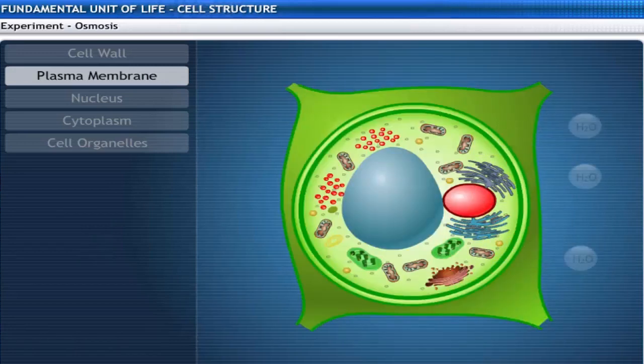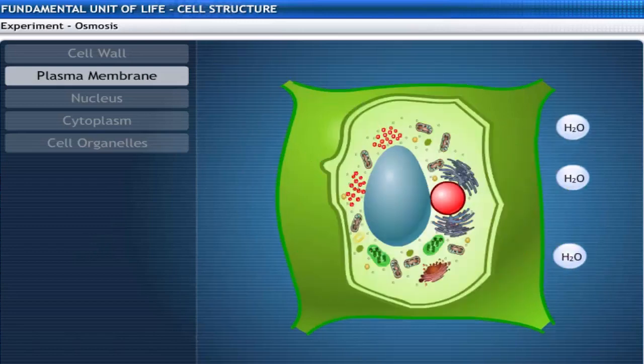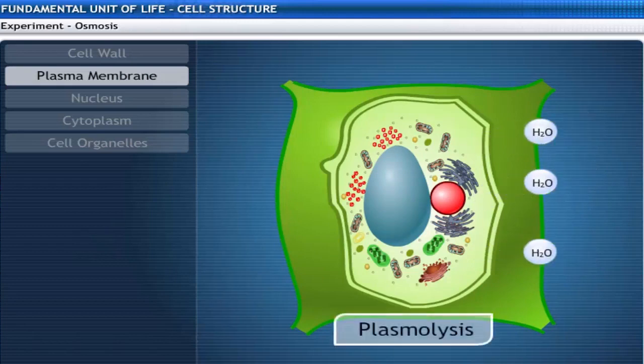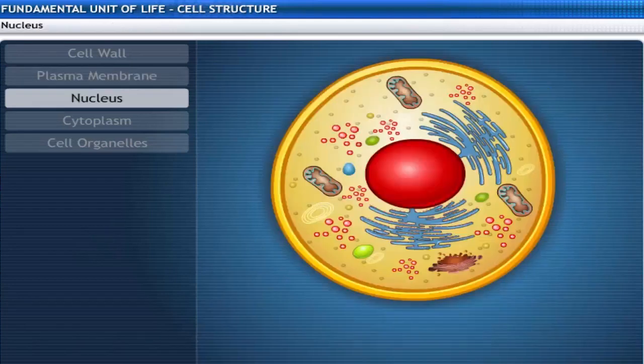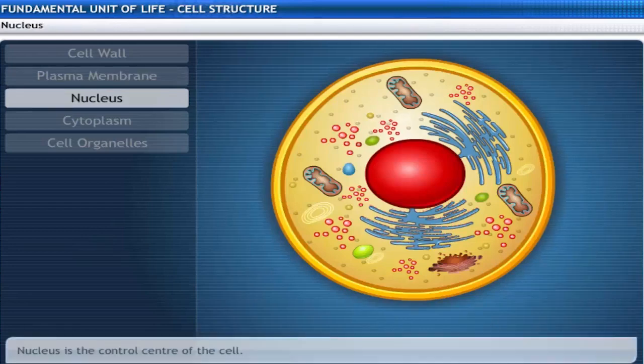When the cell loses water through osmosis, the cell contents shrink away from the cell wall. This is known as plasmolysis. Let's now look into the cell.